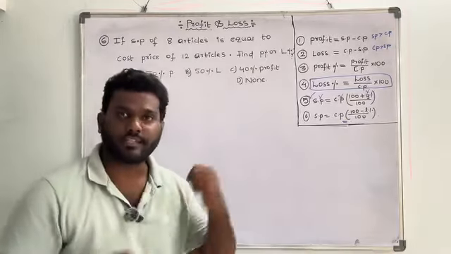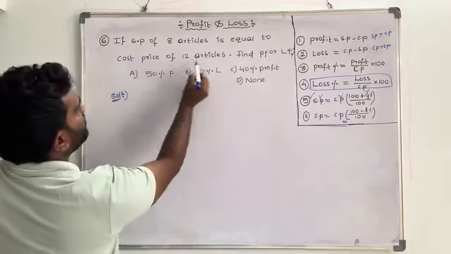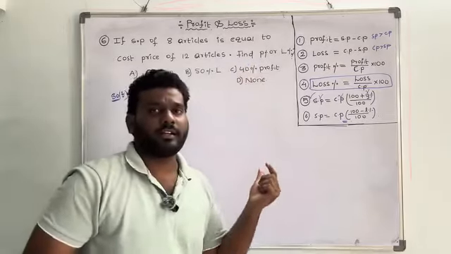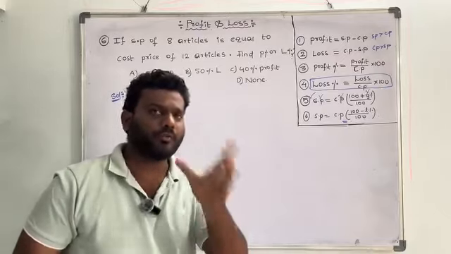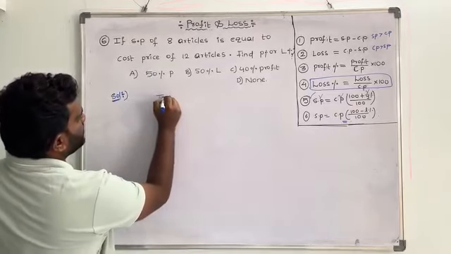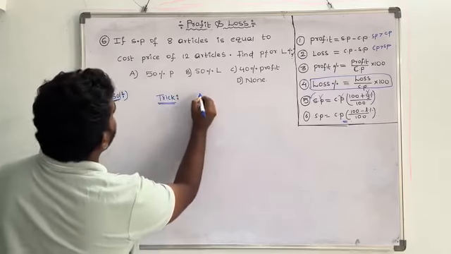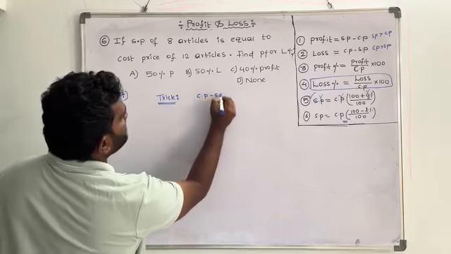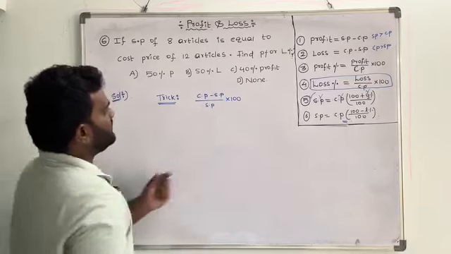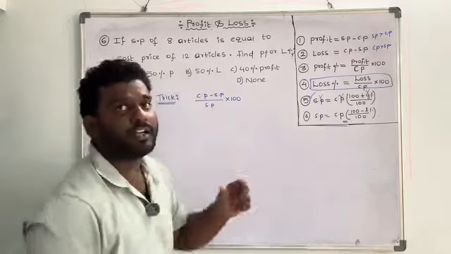Just observe the sixth question, very important. If selling price of 8 articles is equal to cost price of 12 articles, find profit or loss percentage. See, whenever these types of questions are given, just forget about the method. I will tell you a beautiful shortcut to solve such questions. The trick is: CP minus SP divided by SP into 100. See, this is the smart trick. Now, how will we come to know if it is profit or loss?